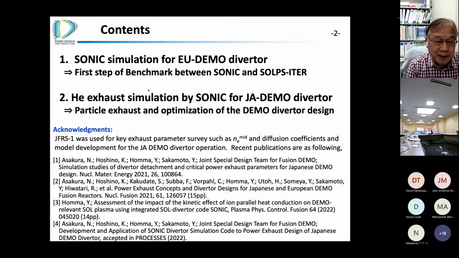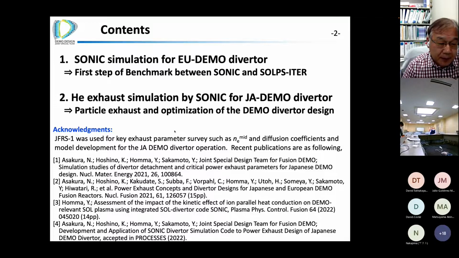Recently we are progressing. The second is a helium exhaust study by SONIC for the JA DEMO divertor. This is from the previous work, and for these two years we spent computer resources on these simulations. This is about particle exhaust and optimization of the DEMO divertor design.